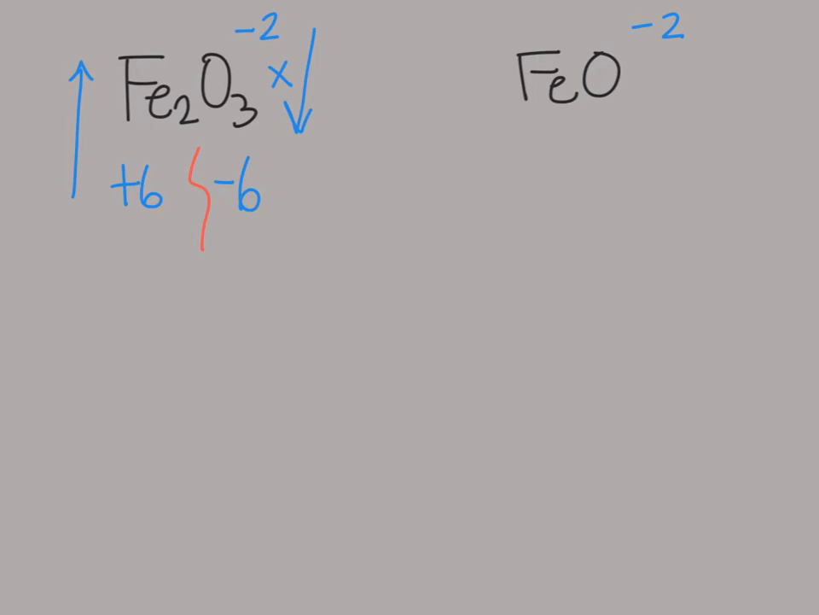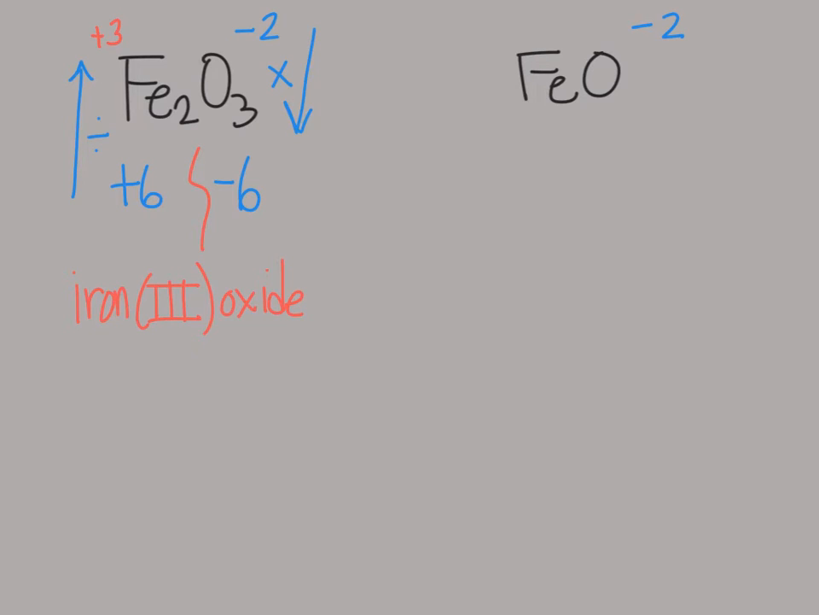And then we're going to divide up. So 6 divided by 2 gets me a 3. So we'll write that back up here. Then the name of this one is iron 3 oxide.